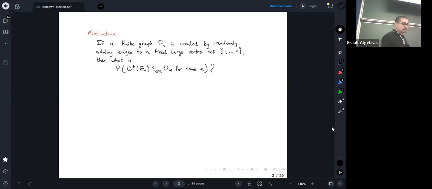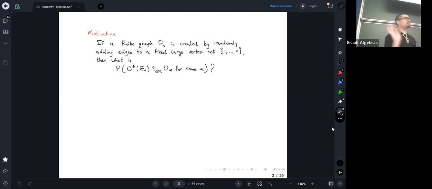So here's a specific motivating problem for today. Suppose that we construct a random graph. So we have a fixed set of vertices, 1 to n, which we should think of as being large. And then we randomly add some edges. Then the question is, what's the probability that we get a graph C-star algebra that is stably isomorphic to some Cuntz algebra? That's what I mean by this notation here, which is just isomorphic up to tensoring with the compact operators.